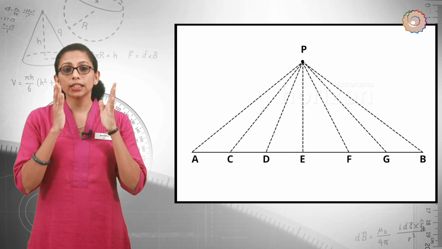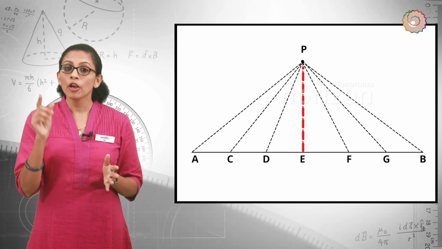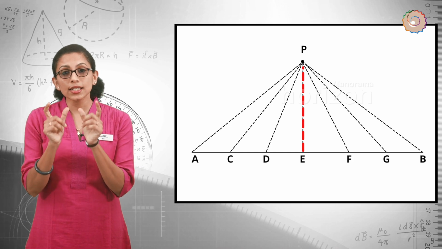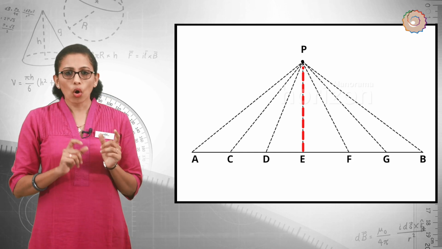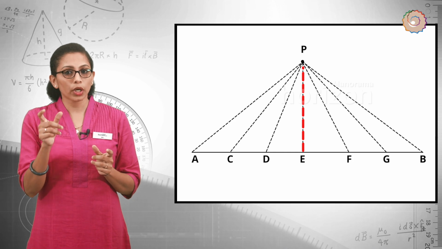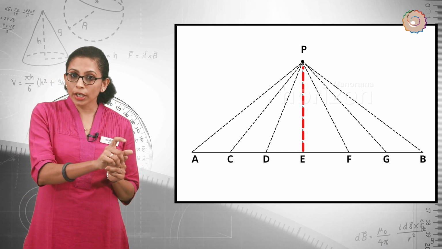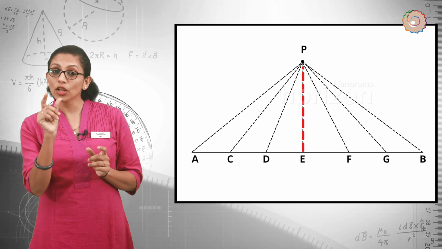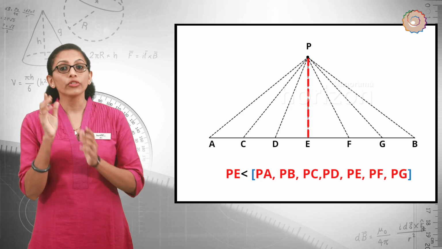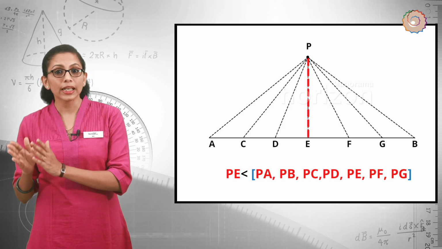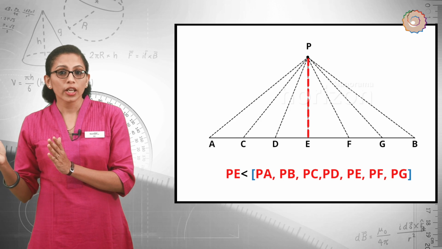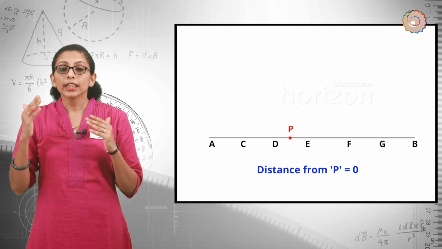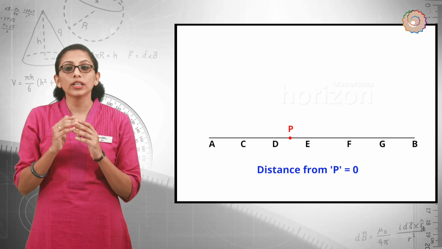So, we consider the length of the perpendicular PE from a point P to a line AB as the distance of the line from the point. Also notice that the length of the perpendicular PE from point P to a line AB is the least distance. That is, length of PE is the smallest of PA, PB, PC, PD, PE, PF, PG, right? So, if point P lies on line AB, then the distance of the line from the point is 0.